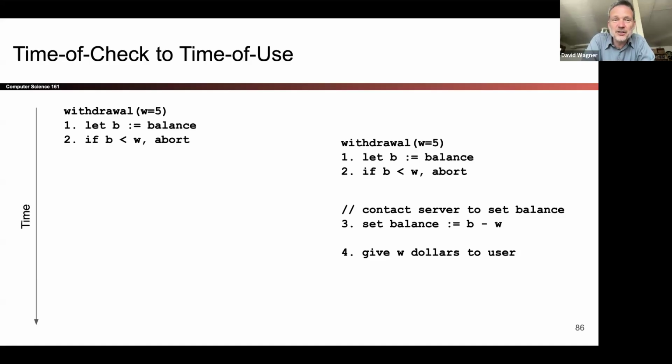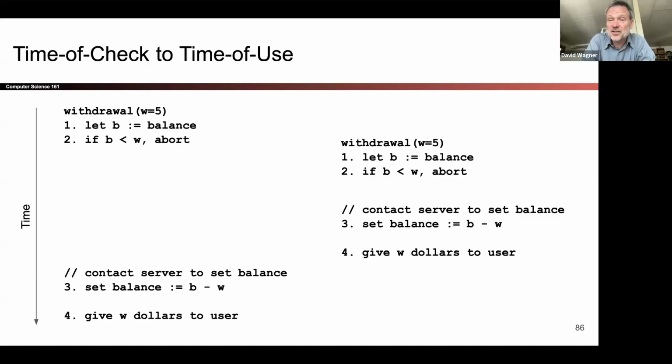But the code on your ATM is still running. And maybe it got delayed a little bit. Let's say it runs just a little bit later. Now it sends its request to the server, and that's delayed in getting to the server. The request it sends to the server is also, please set the balance to $0. And then it gives you $5. So both you and your friend got $5 out, even though you started with only $5 in your account.